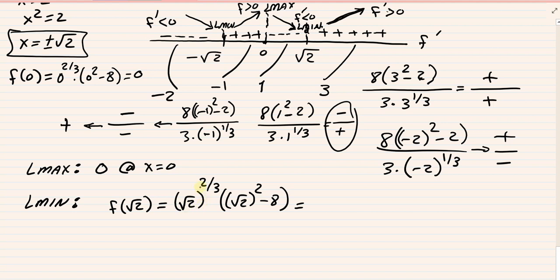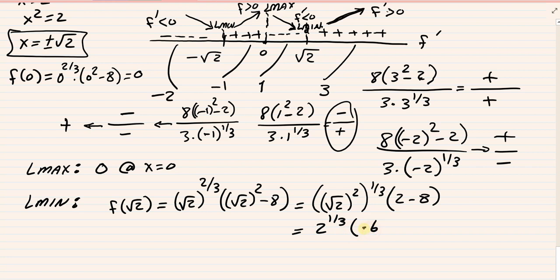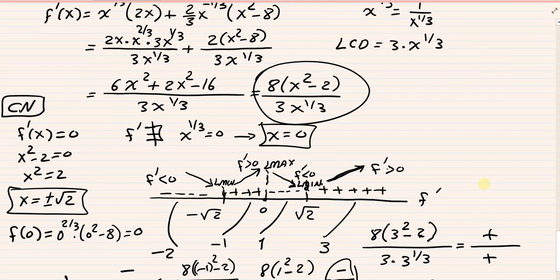So square root of 2 to 2/3, that's root 2 squared, right, to 1/3. Square root of 2 squared, that's just 2 minus 8. Square root of 2 squared first, that's 2 to 1/3 times negative 6. That's going to be about negative 7.6. I think we did that earlier, right?